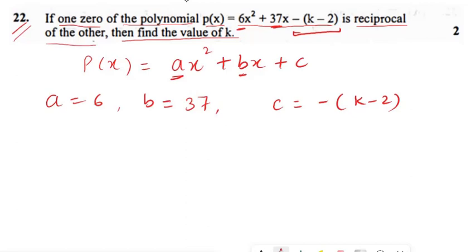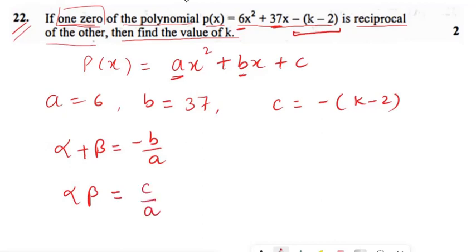Then one zero, the word you can see, and you have to find the value of k. So you can write alpha plus beta is equal to minus b by a, and also alpha into beta is equal to c by a. If you write this much, you will get half marks at least for it.